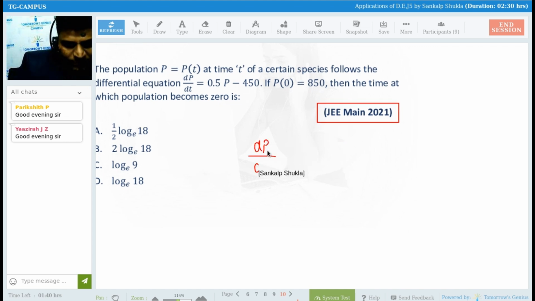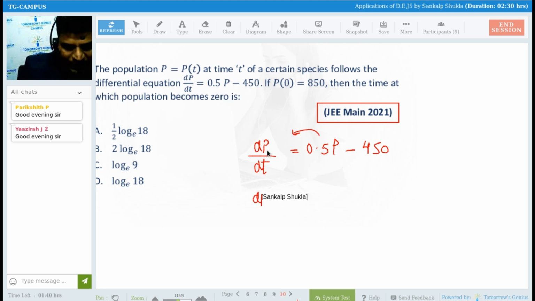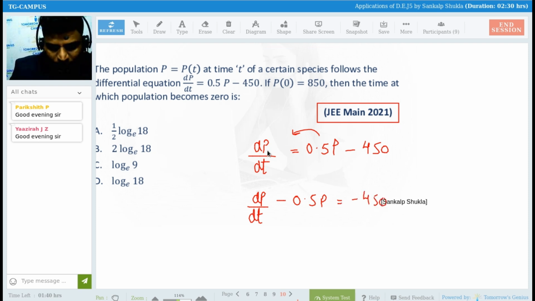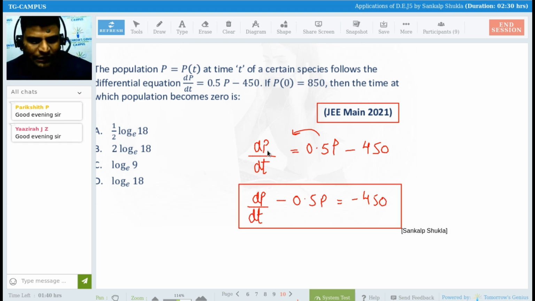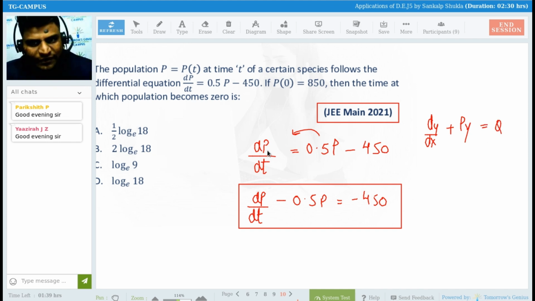So dP by dt is 0.5 P minus 450. Okay, if I just shift this term, this will become dP by dt minus 0.5 P is equal to minus 450. Now this is a proper linear differential equation. Now instead of y and x, there is P and T, right? If you just compare this with dy by dx plus Py is equal to Q, you see, this is the standard form of the differential equation, right?